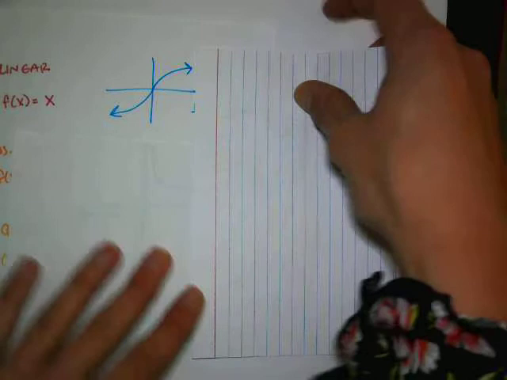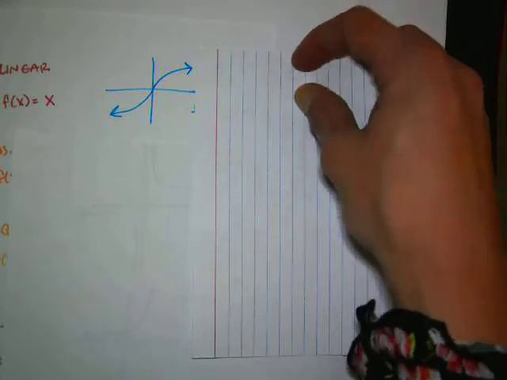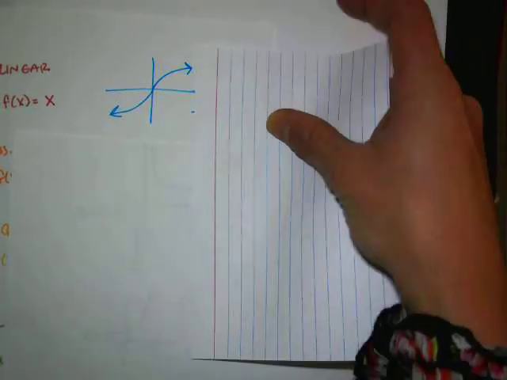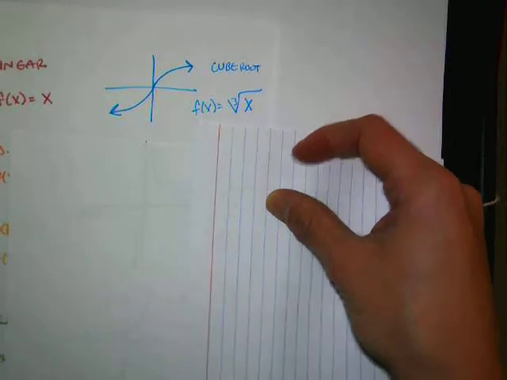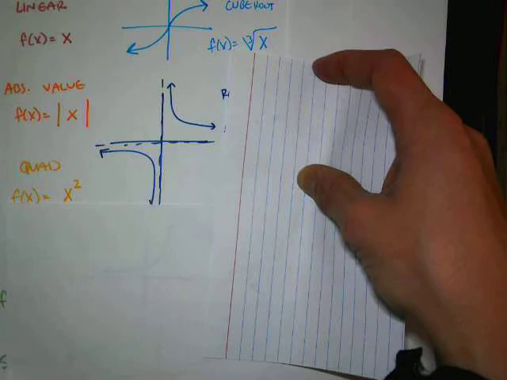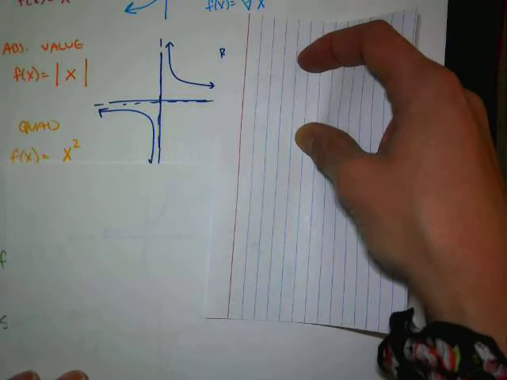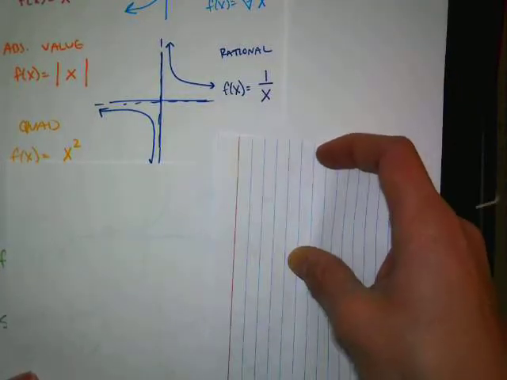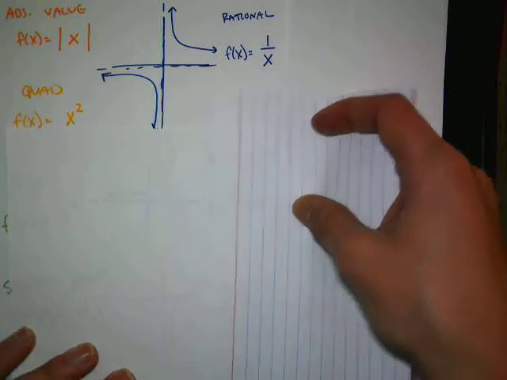Go back up here. All right, what's that one? What's your cube root? Odd radical, specifically in this class. Cube root. What about that one? Rational. What's the function notation? 1 over x. Very good. X is on the bottom of your fraction.